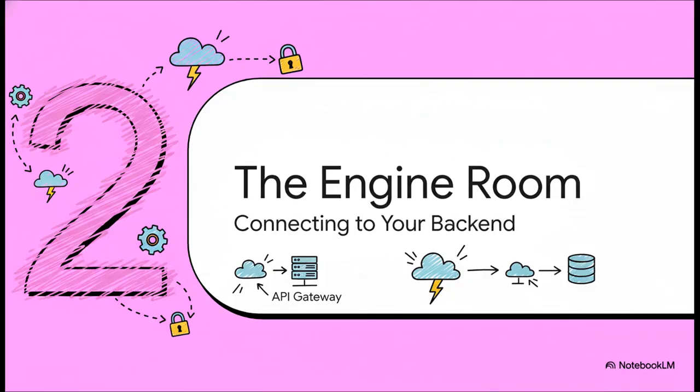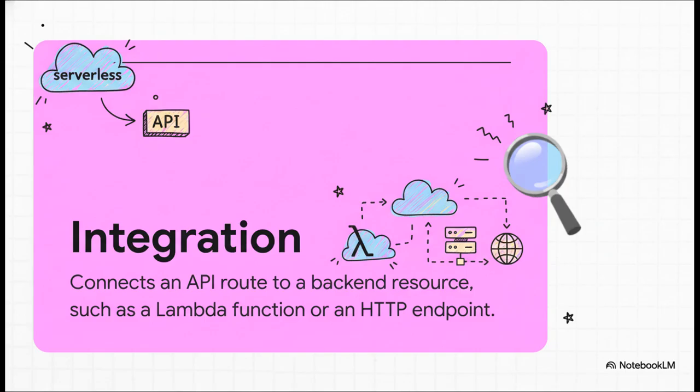Okay, so we have our routes. We've defined all the doors into our API. But where do those doors lead? That brings us to the next stop on our tour, the engine room. This is where your actual code, your business logic, lives and does its work. And that connection is called an integration. It's the wiring. It's the essential piece that connects a specific route on the outside to a specific back-end resource on the inside. This is the bridge that takes a request from the public internet and hands it off to your private code that's going to do all the heavy lifting.